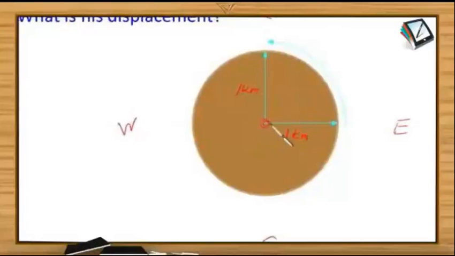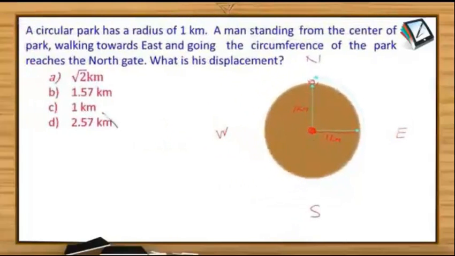So he says that man moves towards east and going around the circumference of the park, reaches the north gate. Here it is somewhere north gate. Then what is his displacement? So displacement, as we know, is the shortest distance between the starting and the final point. So it doesn't matter how the man has reached this point, but we know that displacement is this, only 1 kilometer. So as we know that displacement is the shortest distance, independent of the path followed by the body.